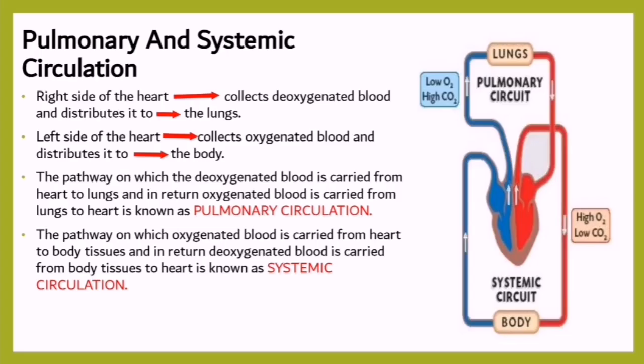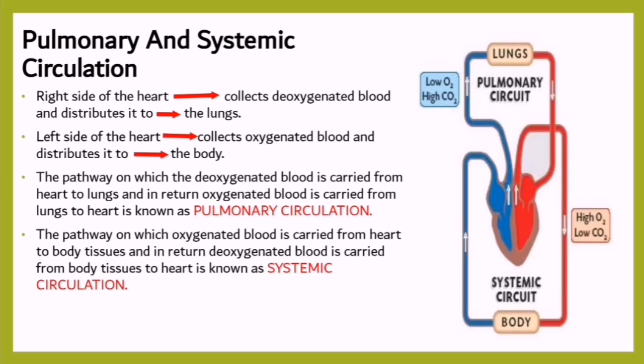Our next topic is pulmonary and systemic circulation. Now see from the diagram, the right side of the heart collects the deoxygenated blood, carries it towards the lungs and again supplies the oxygenated blood to the heart. This side is known as the pulmonary circuit or pulmonary circulation.